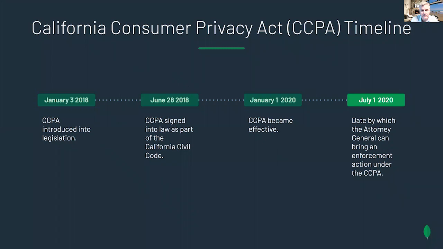This is the timeline for the California Consumer Privacy Act. Like many other states, privacy has become a concern, and this is how California addressed it. On January 3rd of 2018, the CCPA was introduced into legislation in California. On June 28th of 2018, it was signed into law as part of the California Civil Code. It didn't become effective until January 1st of this year. And July 1st of this year is when the Attorney General can start to take action against companies that are out of compliance. So this is something a lot of companies are scrambling to keep up with. In many cases, most of this effort is going to be manual.